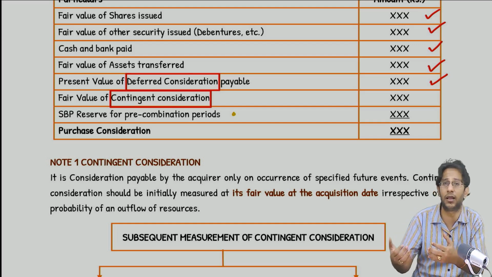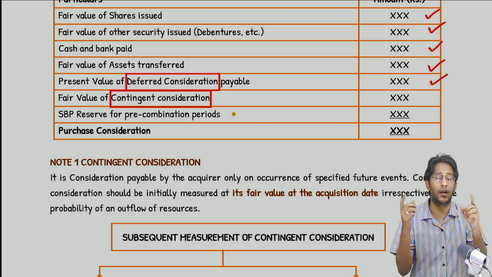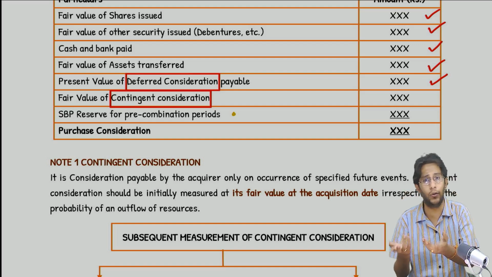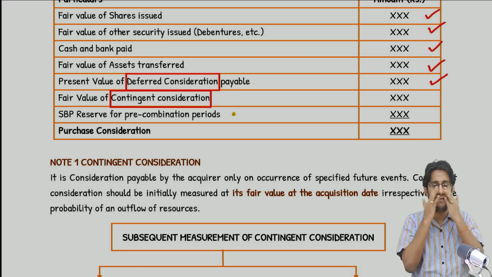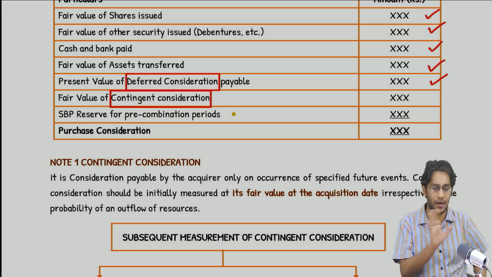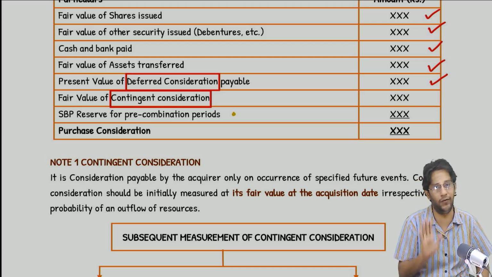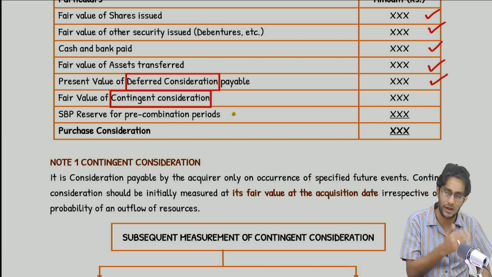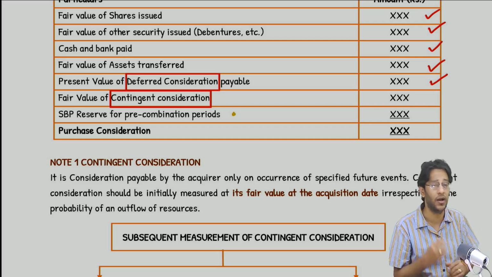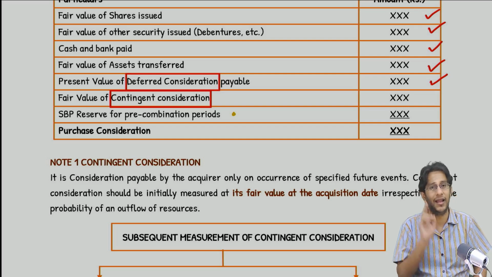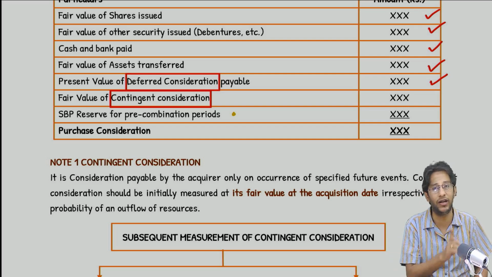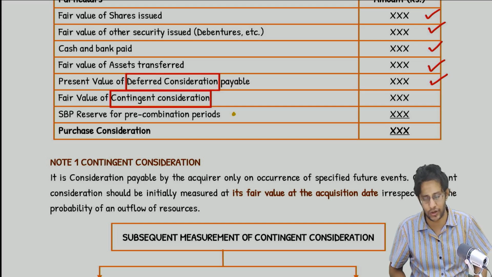So let's wait for some time. In future, if that particular target condition gets satisfied, I'll pay you, otherwise I will not pay you. This kind of thing is called contingent consideration. Deferred consideration is a definite liability. It is not paid now, it's going to be paid in future. So deferred consideration and contingent consideration, how are they different? Deferred consideration is certain, contingent consideration is uncertain. Either way, both should be included as part of your PC calculation.